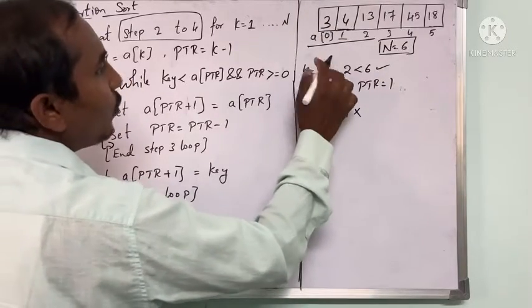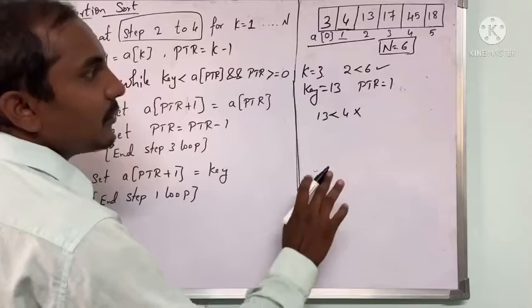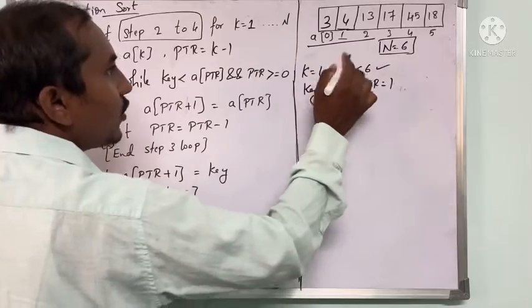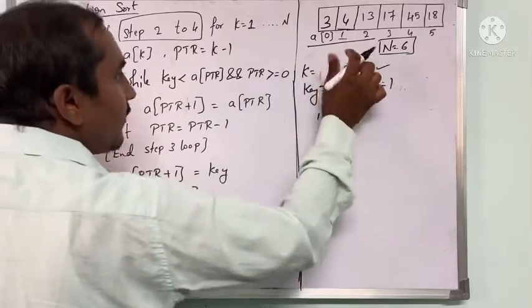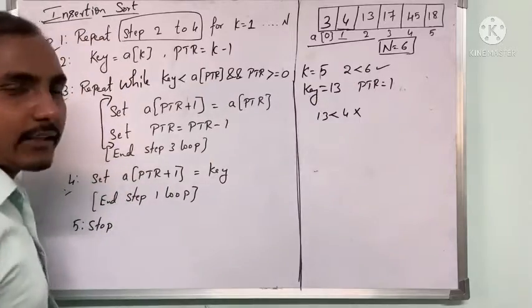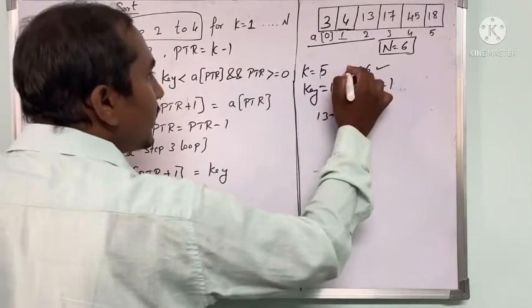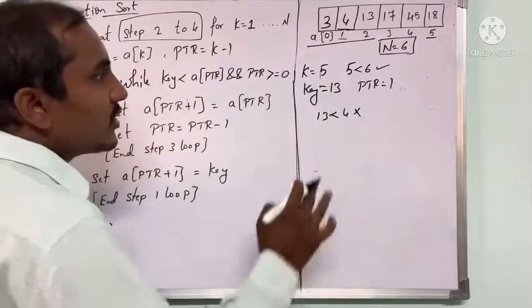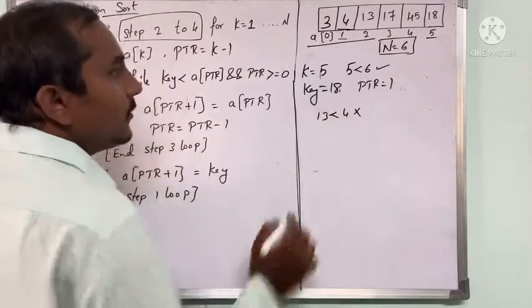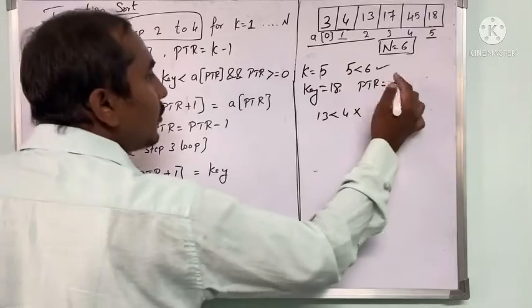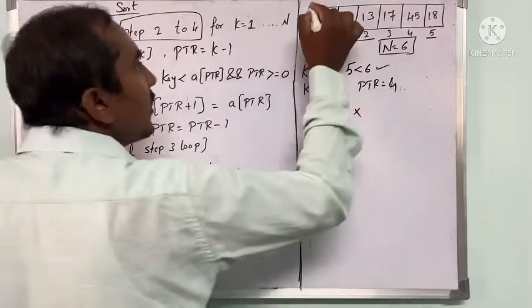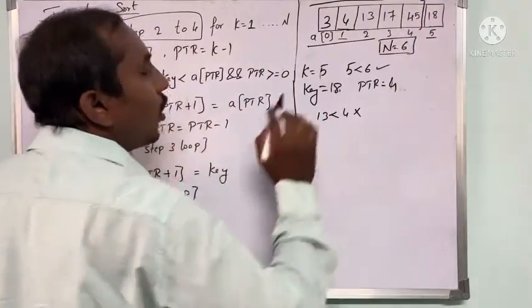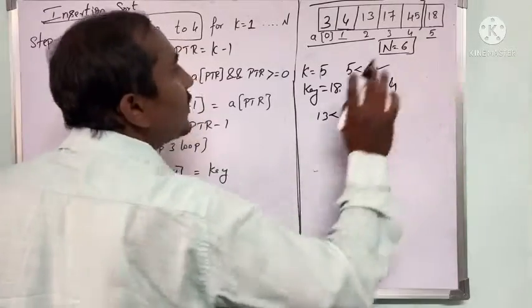Now for k value of 3, it will repeat the same. For k value 4, it will repeat the same. Whenever k value becomes 5, in that case what happens? So 5 less than 6, that is also true. Now the key element will be the fifth element. What is the fifth element we have? 18. Now ptr will become 4. So all these elements are sorted, only the last element is unsorted.